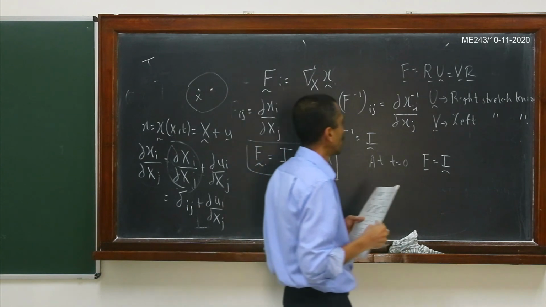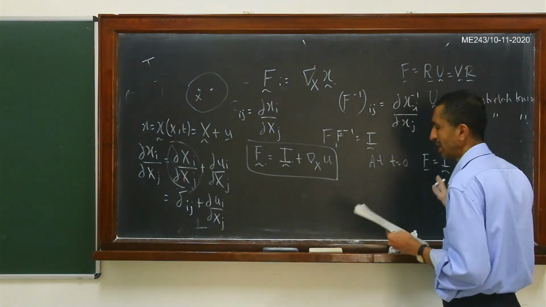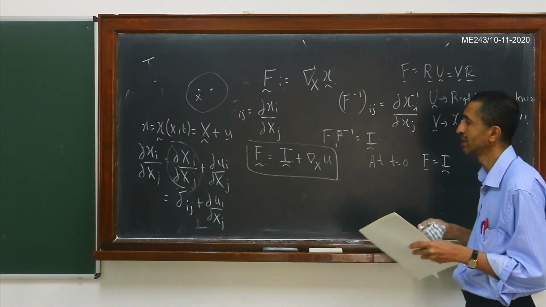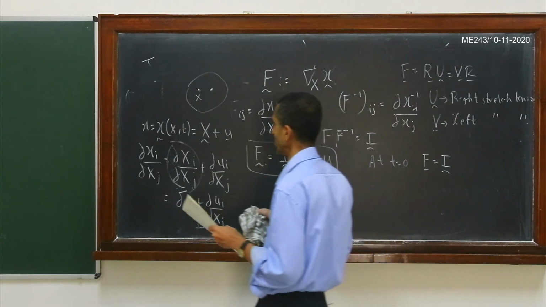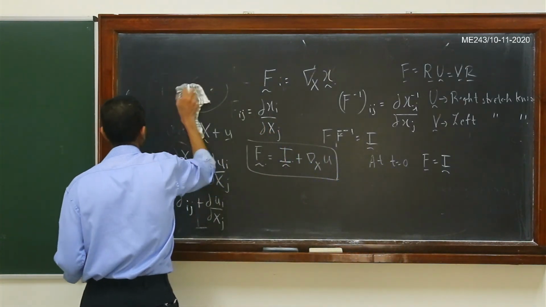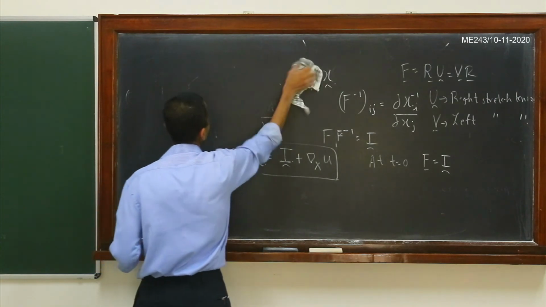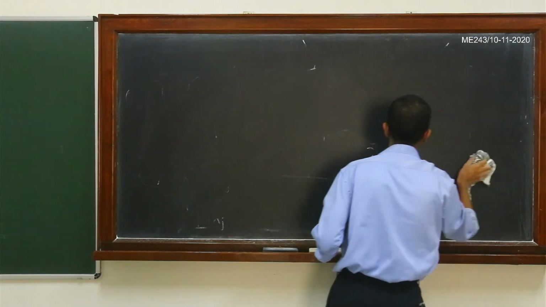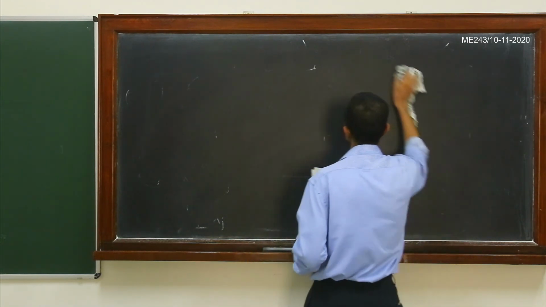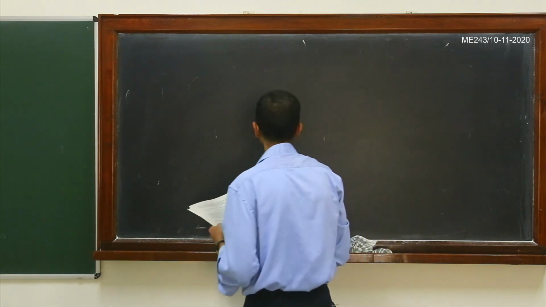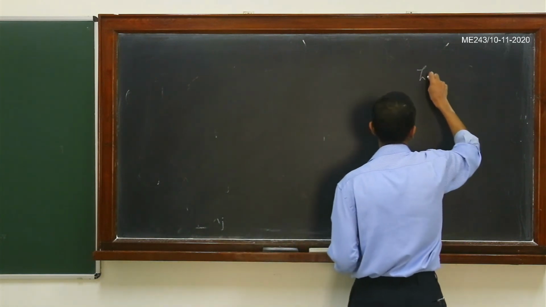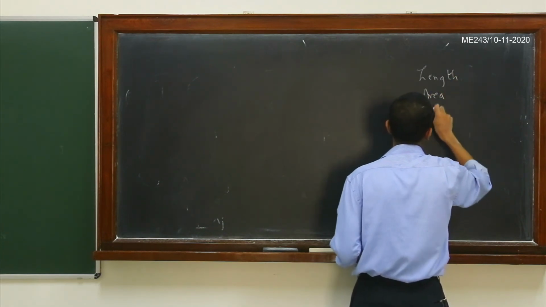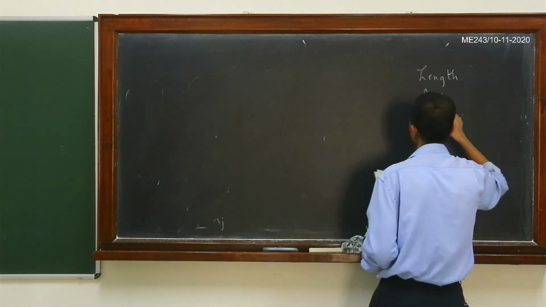Using this particular setup, we are now in a position to define various kinds of measures, such as the strain measure and so on. So let us start on that now. We will consider length elements, area elements and volume elements. These are the three things that we will consider.